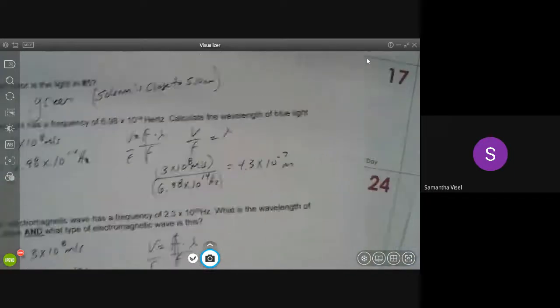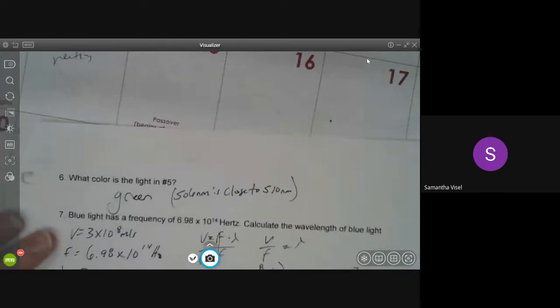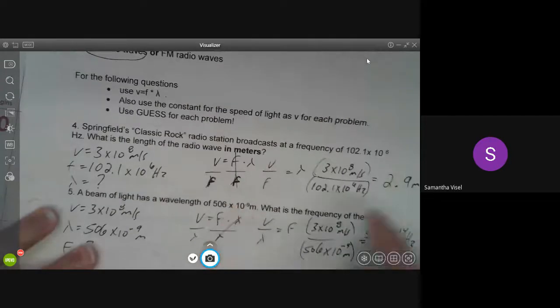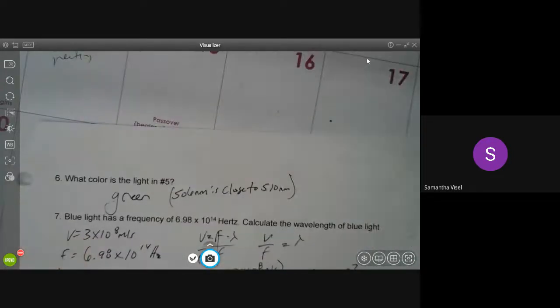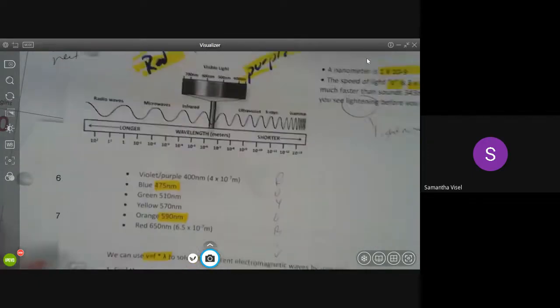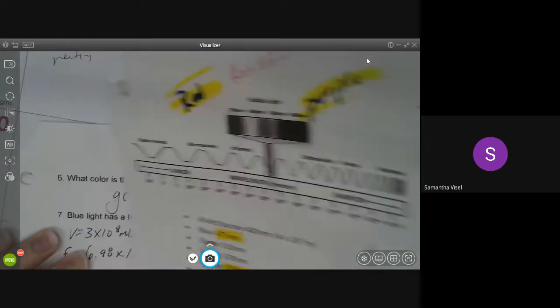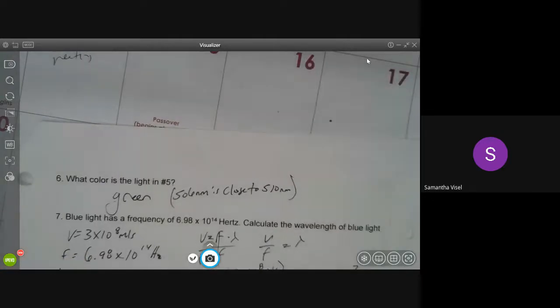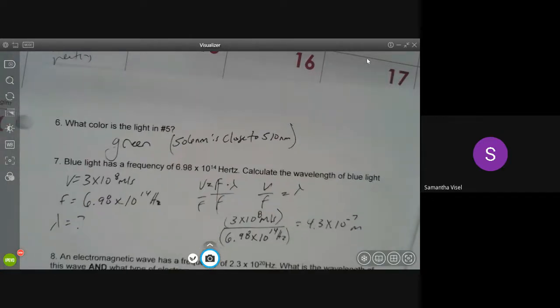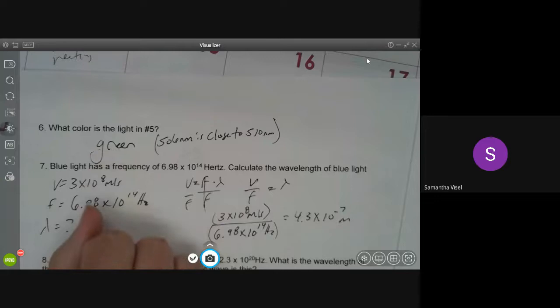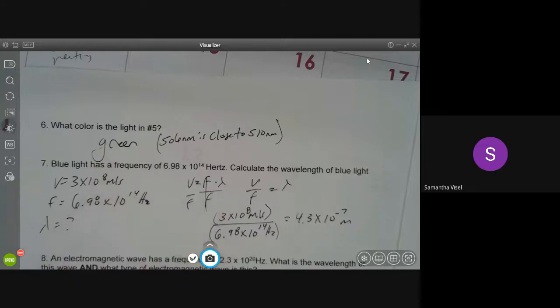Here I'm asked, what color is that light? In nanometers, I see that 506. In my diagram, 506 is pretty close to 510. And so if 506 is pretty close to 510, then it's going to be whatever color 510 is. 510 is green. So this is likely light that's getting reflected back to my eyes in the form of green light.